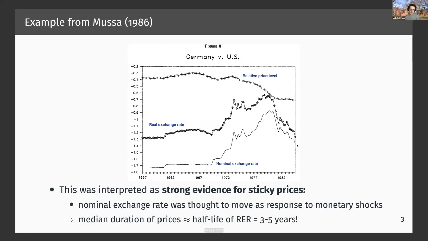And so if you interpret the movement in the nominal exchange rate as being driven by monetary policy shocks, then you immediately get that you can only have these persistent moves in the real exchange rate along with the nominal exchange rate if you have a median duration of prices that's very high, basically as high as the half-life of the real exchange rate. And so this implies that this is a very strong argument in favor of nominal rigidities.